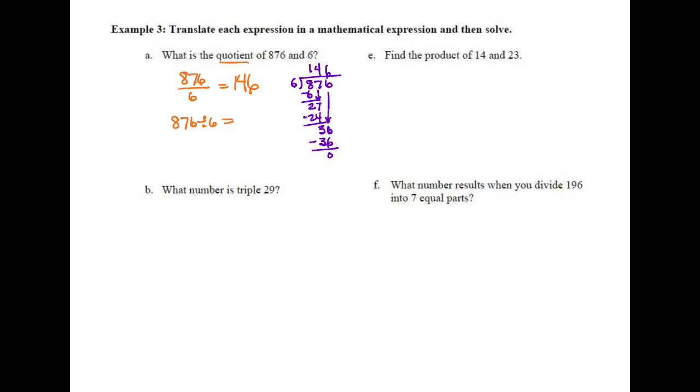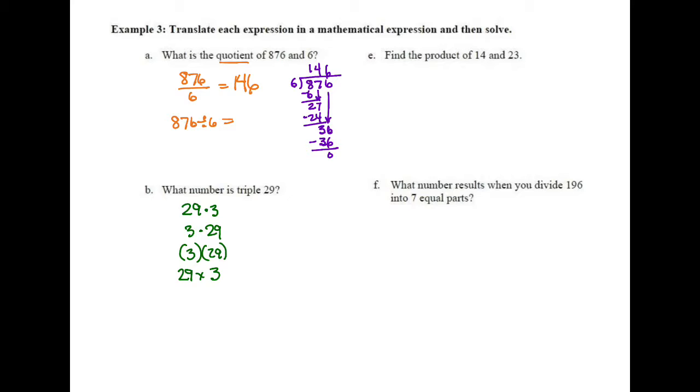Okay, B. What number is triple 29? That's kind of like I was talking about just a minute ago. Tripling something means you're timesing by 3. So 29 times 3, that's one way of writing it. You could go 3 times 29. You could write it using parentheses instead of a dot. There's so many different ways that you could write it. Whoops, 29 times 3.